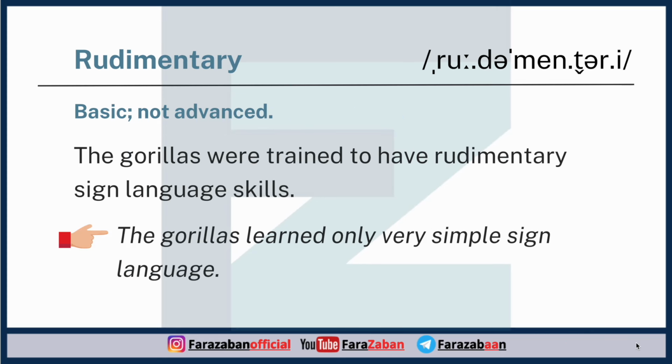Rudimentary. Basic, not advanced. The gorillas were trained to have rudimentary sign language skills. The gorillas learned only very simple sign language.